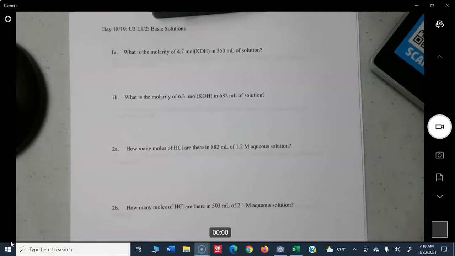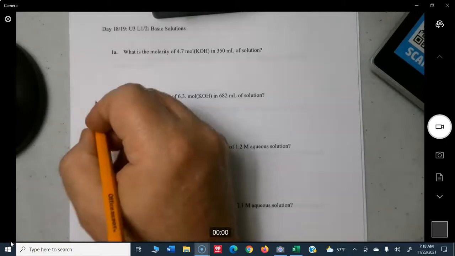You do those on your own, but you at least will know whether you did it correctly. Okay, so what is the molarity? 4.7 moles KOH in 350 milliliters of solution. To get full credit, I'm going to be pretty strict about this. I want you to write out the general formulas for each of these things. So, molarity.